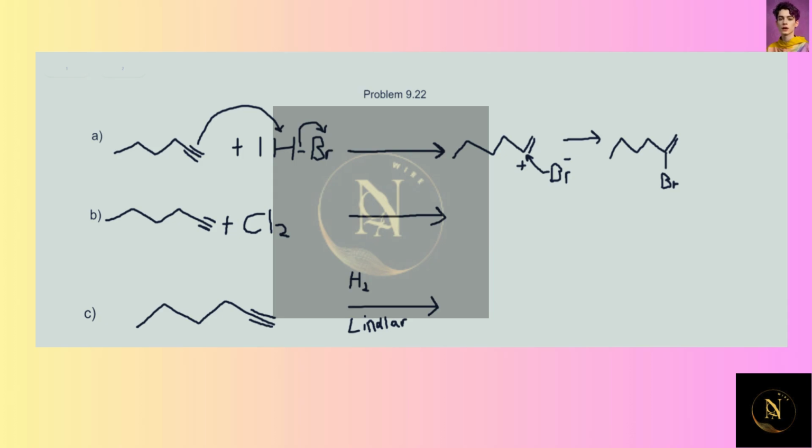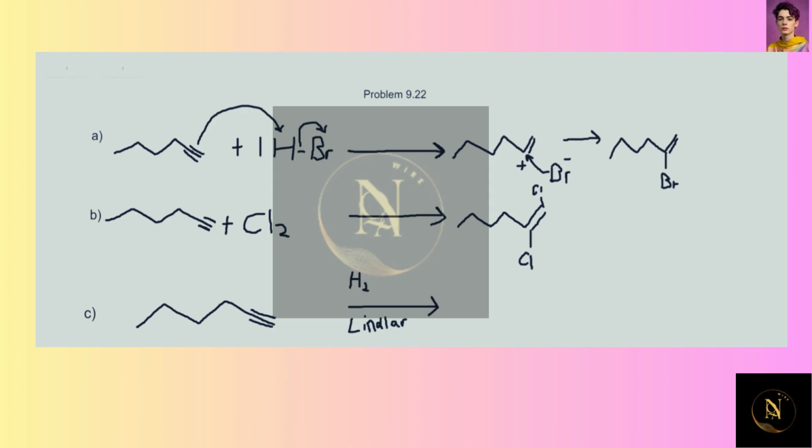In part B, we are reacting 1-hexyne with one equivalent of Cl2. This is going to proceed in a similar fashion to the reaction above, but we're going to get a trans molecule. And this is our product for part B.